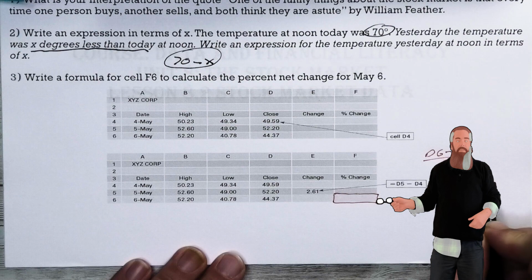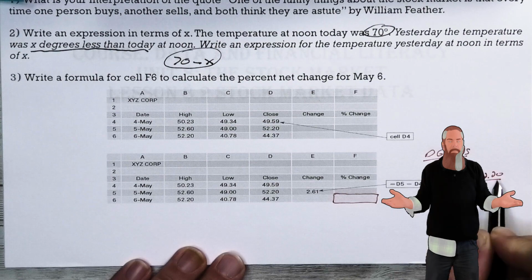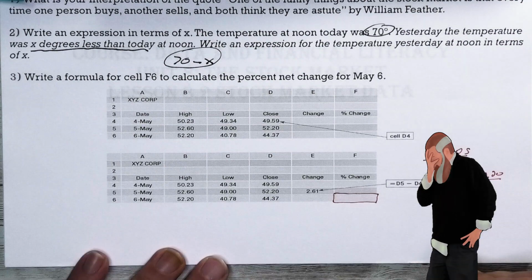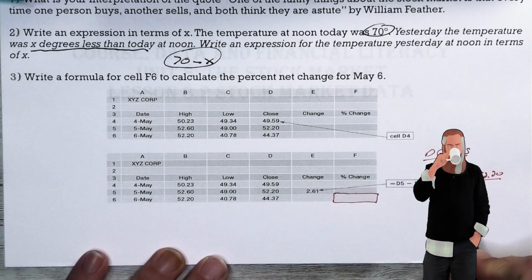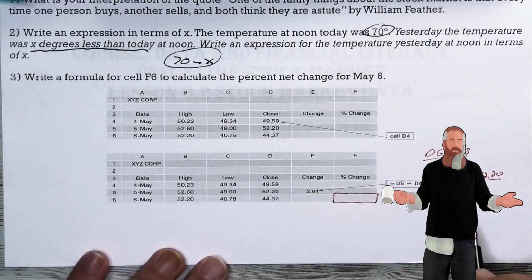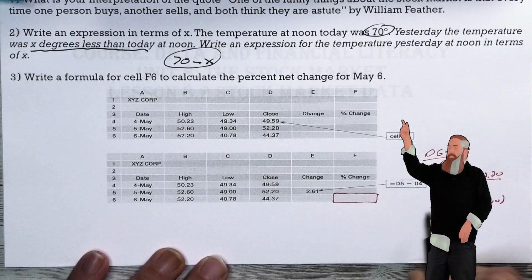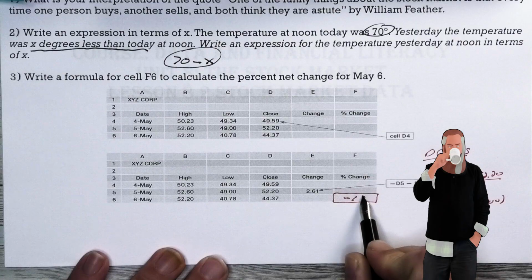This means 44.37 minus 52.20 divided by 52.20. This would give us negative 0.15, but we need to convert this into a percent, which means multiplying by 100, giving us a negative 15.